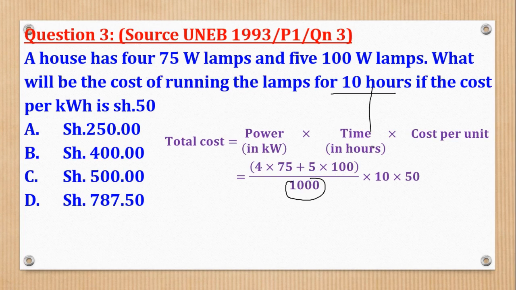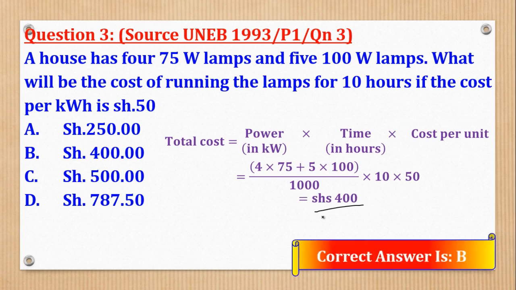Then the time, they said 10 hours. And the cost per unit is this kilowatt hour, which is 50. Then we use the calculator, we shall come up with this, and that will be the cost. Therefore, B is the correct answer.